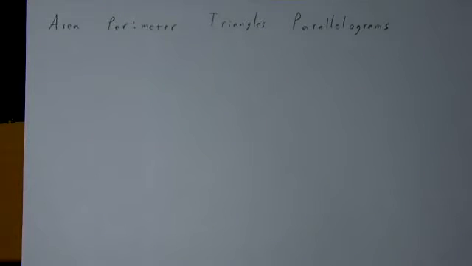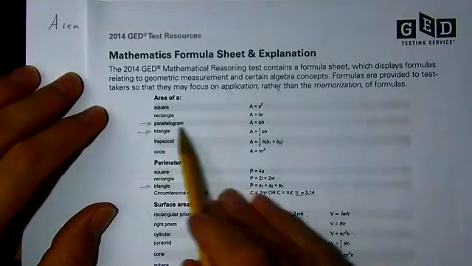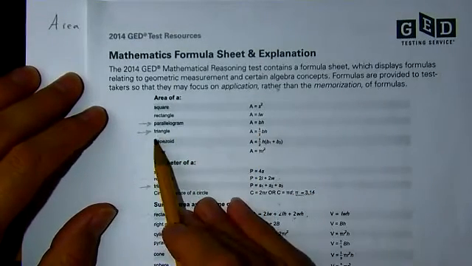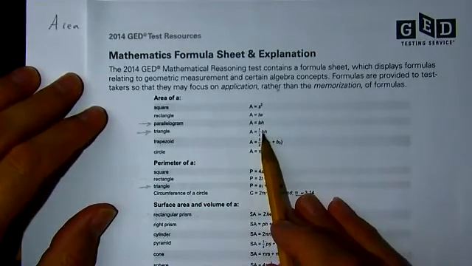Area and perimeter for triangles and parallelograms. So on your formula sheet, you don't have to memorize these. You got parallelogram right here, base times height. Triangle is right here, 1/2 base times height. That's why I'm doing these together, because they're very similar.